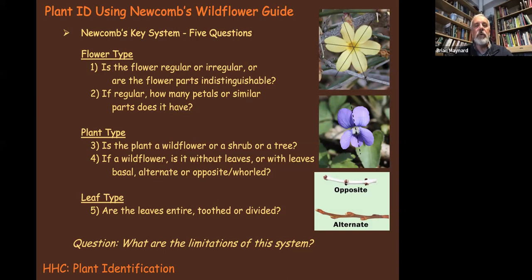And also it has to have flowers in order for you to see the flowers. So both of these things mean that you may need to encounter the plant at certain times of the year, or go back to the same plant again and again until you have all of the clues answered, or as many of them as possible.